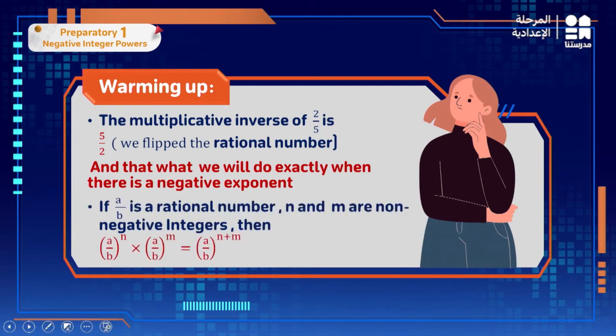So, if we have a over b and it is a rational number and n and m are non-negative integers, then in multiplication a over b to the power of n times a over b to the power of m is equal to a over b to the power of n plus m, and that's what we know before. So in multiplication we need to add the exponents.